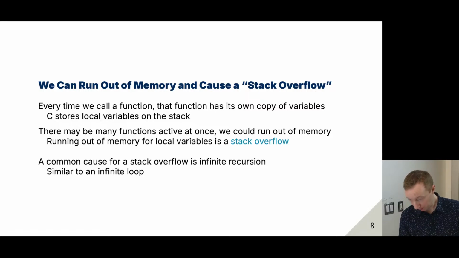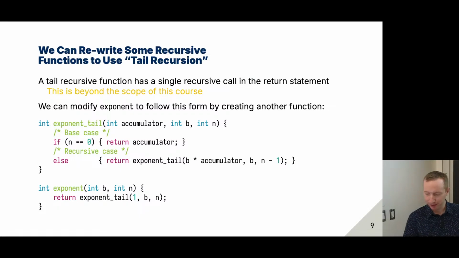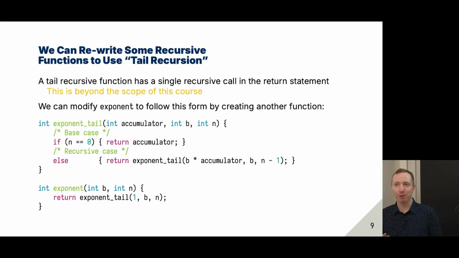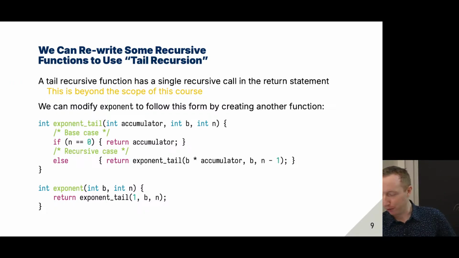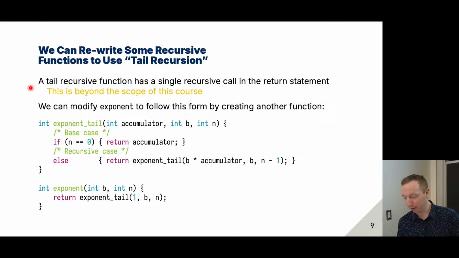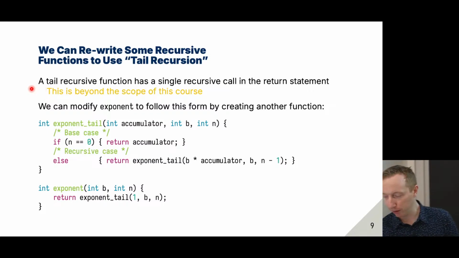This is far beyond the scope of the course, so don't worry if this part doesn't make any sense. But there are certain forms of recursion that can be optimized more easily. We can rewrite some functions to use what's called tail recursion. It's a special recursive function that just has a single recursive call in the return statement. You do not need to practice actually rewriting this. This is mostly for performance.